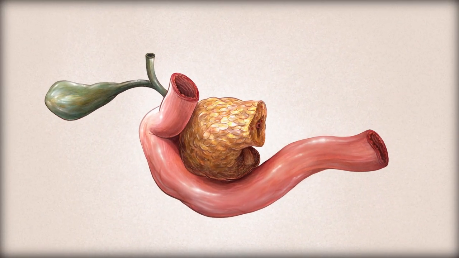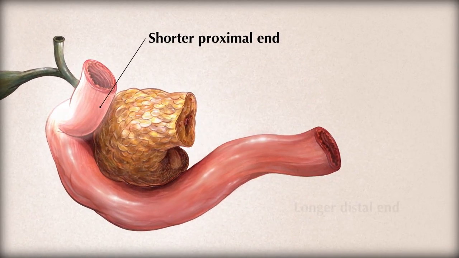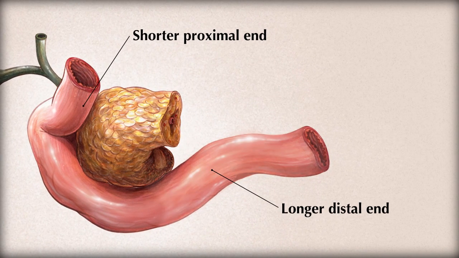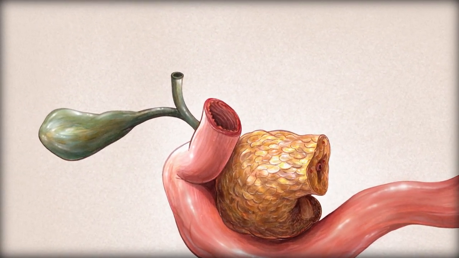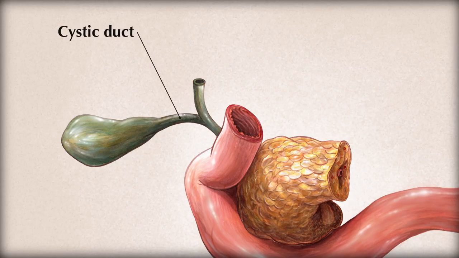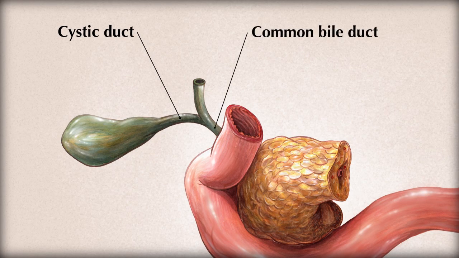Distinguish the duodenum's shorter proximal end from its longer distal end. If the stomach is present, the pyloric sphincter can also help identify the proximal end of the bowel. Use the gallbladder to identify the cystic duct, which drains into the common bile duct.